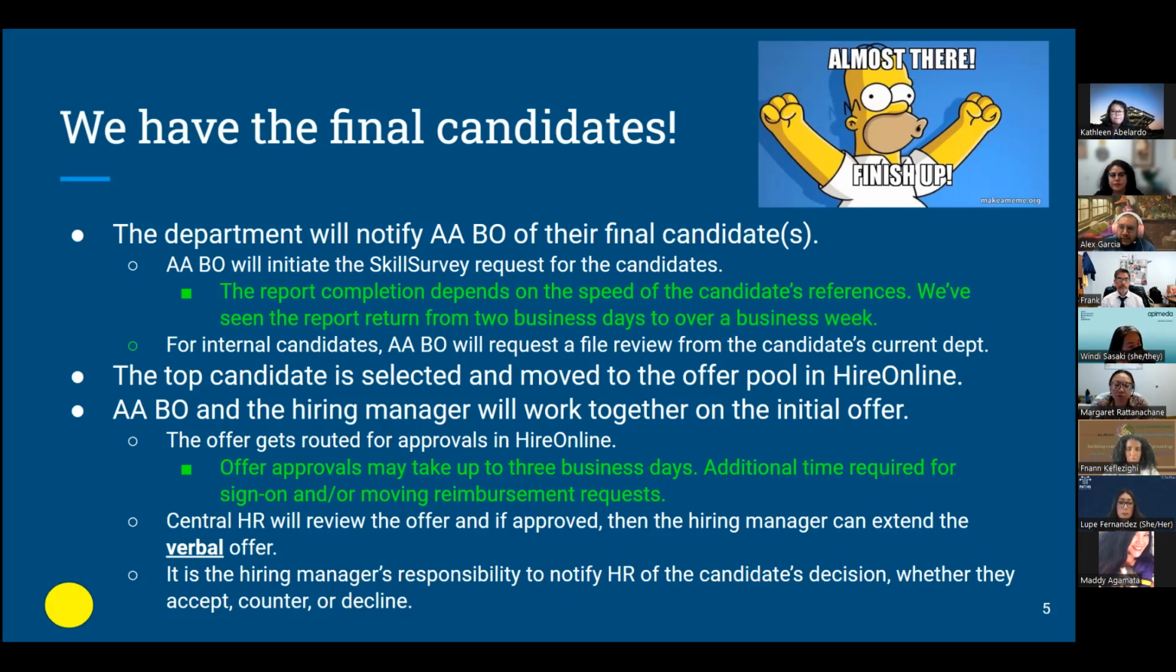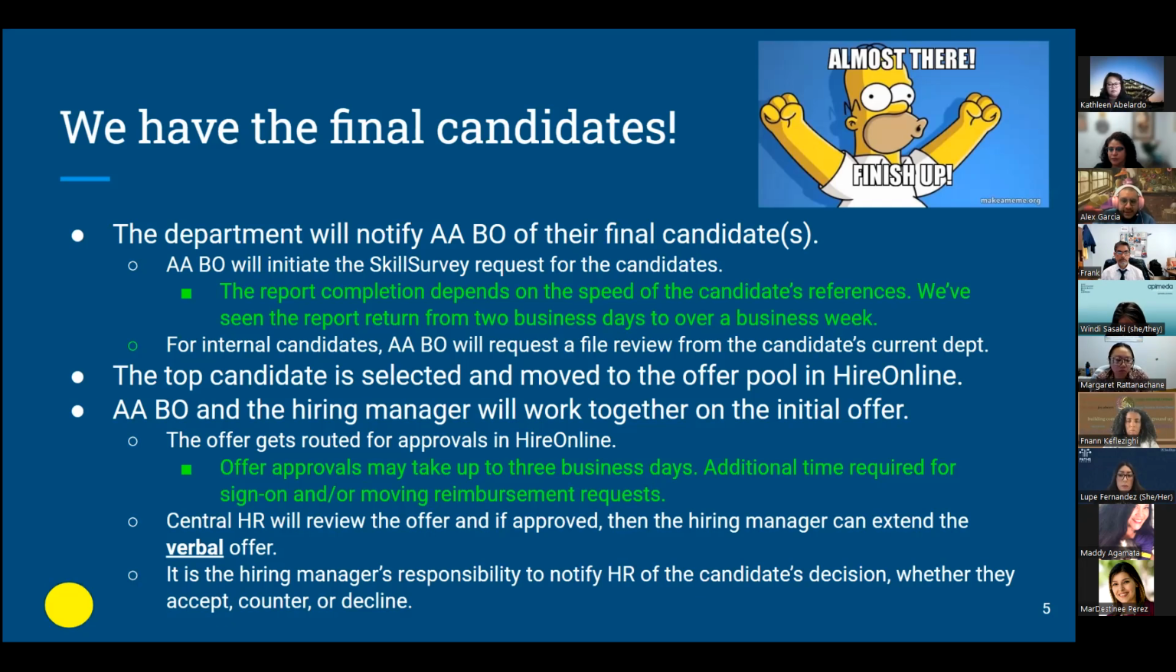The report completion really depends on the speed of the references. We've seen that return in 2 business days to over a business week, especially if the past supervisors take longer to complete it. And then for internal candidates, there is the option where we can request a file review from the candidate's current department. When we say internal, we mean internal to UCSD. If they're from another UC location, that's considered external, so we wouldn't be able to request that file review from them.